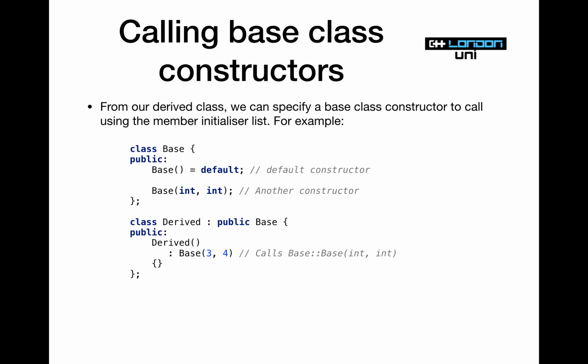So yes, if you don't tell the compiler which base class constructor to use, it will try to use the base class's default constructor. If the base class default constructor doesn't exist, then you'll get an error saying, I don't know how to construct one of these things.